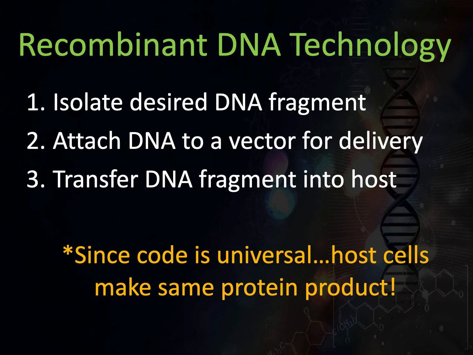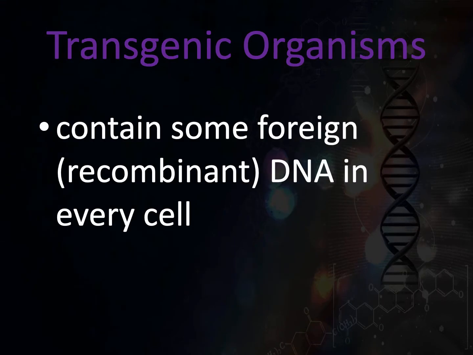So once we're done with this, once we've recombined DNA into a new organism, we refer to that organism as a transgenic organism. So a transgenic organism is one that contains foreign recombinant, right, DNA in its cells. So we've completely created basically a new genome for this organism.